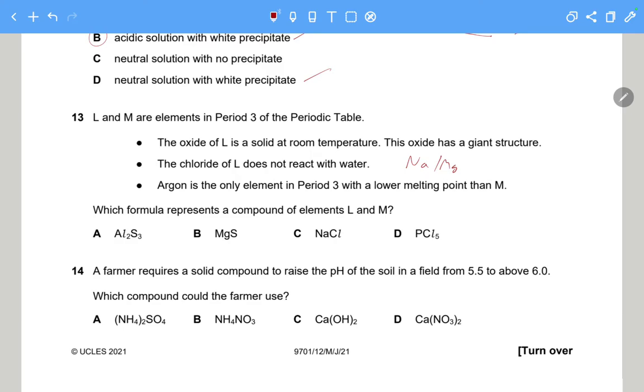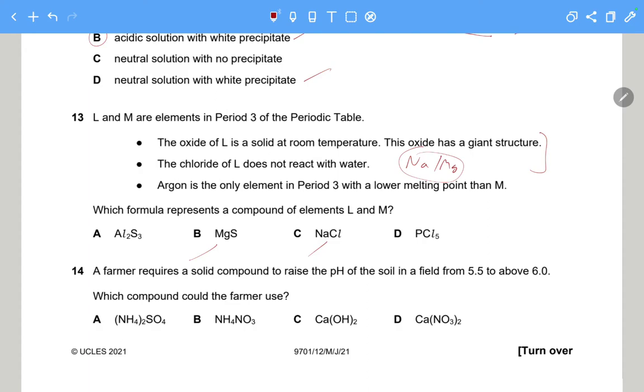Reactions means that some product is formed. Dissolving is just that the ions dissociate in solution. And we know that the oxides of both of these compounds are giant ionic, and basically Na and Mg satisfy both the statements. So we know that L has to be Na or Mg. So we have already narrowed the answer down to B and C.